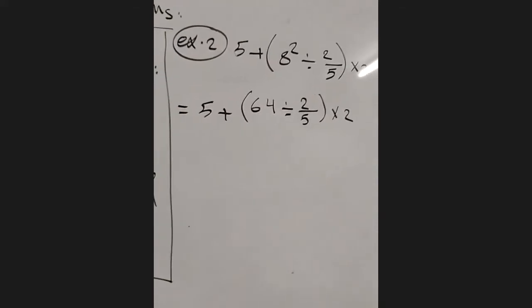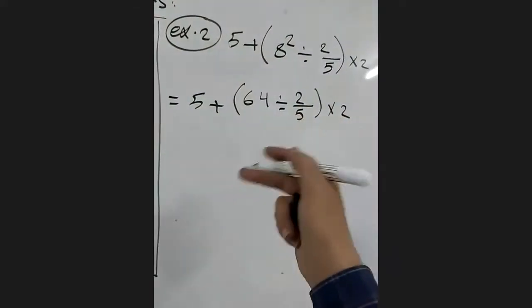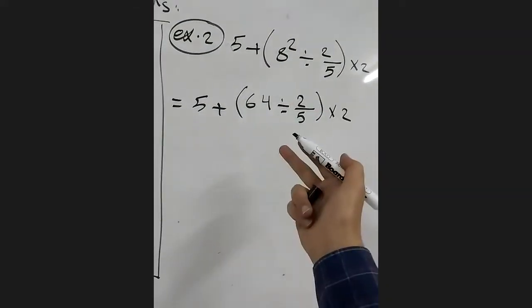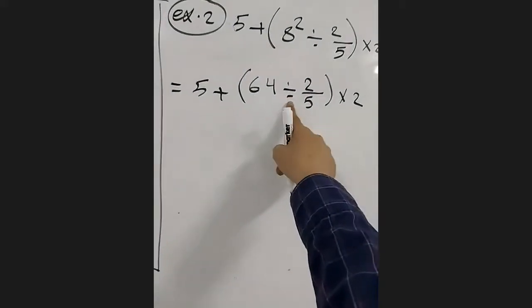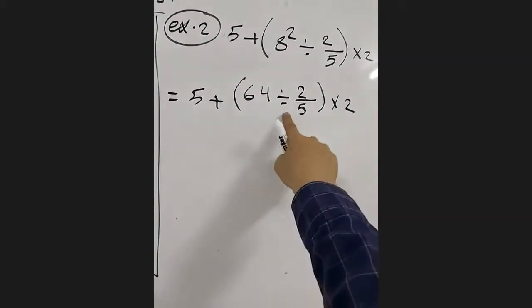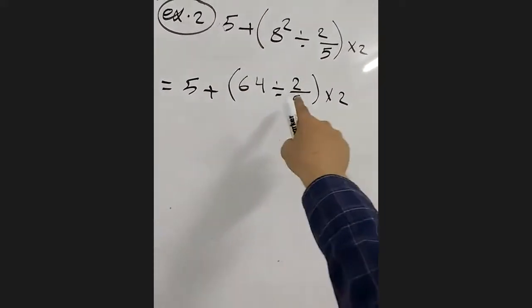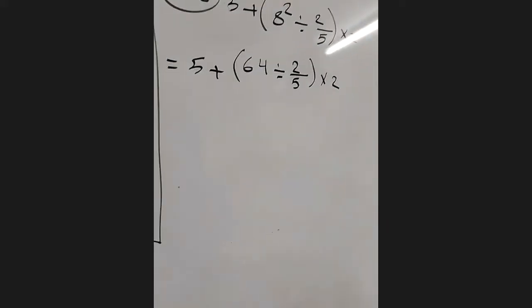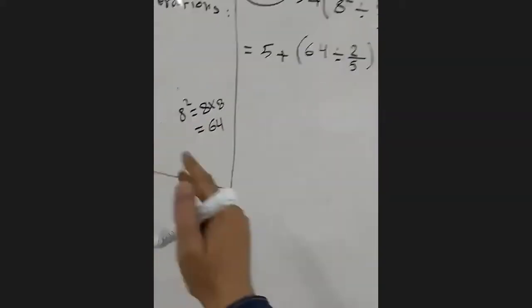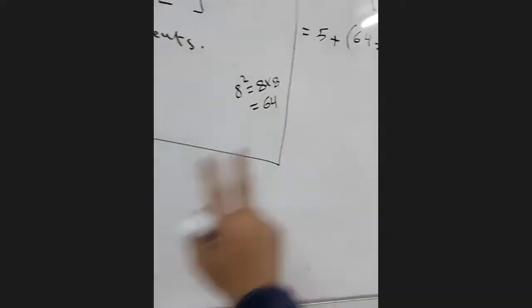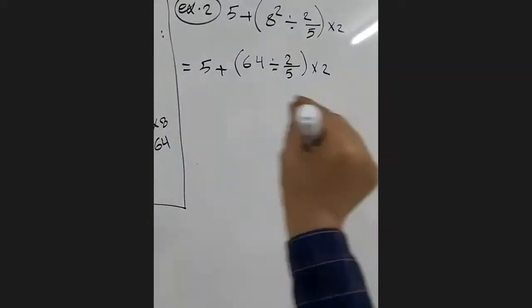Now, after I did the first step, I'll go back to my parentheses. I need to get rid of the parentheses. I have division here. 64 divided by 2 over 5. This is a whole number divided by a fraction. We took that before. Let's make it outside, guys, on extra paper. Do the calculations here and here put the answers, okay?